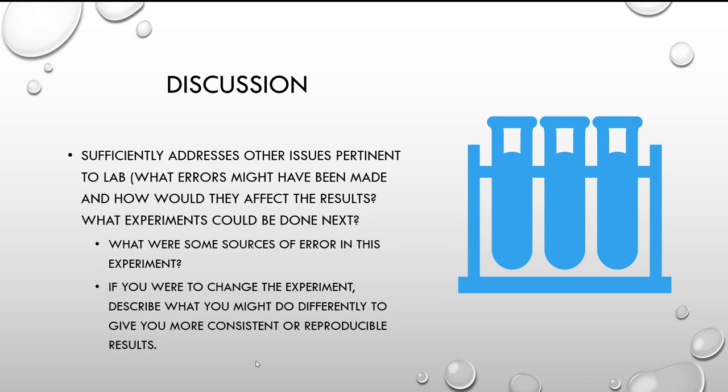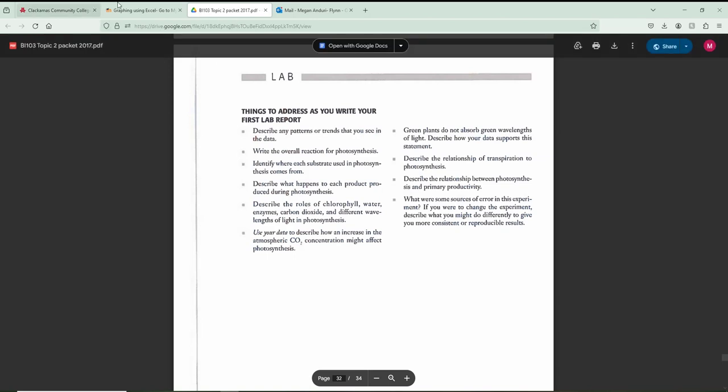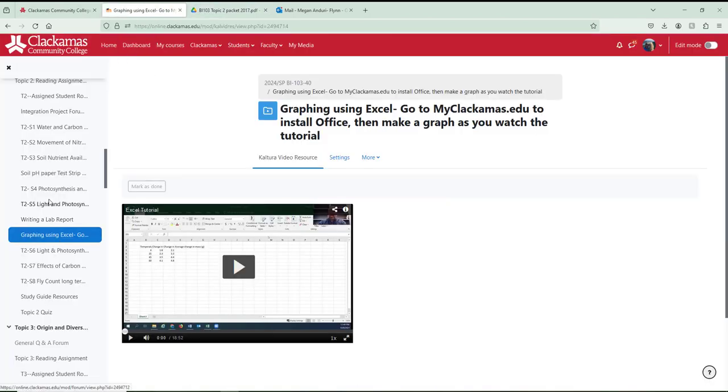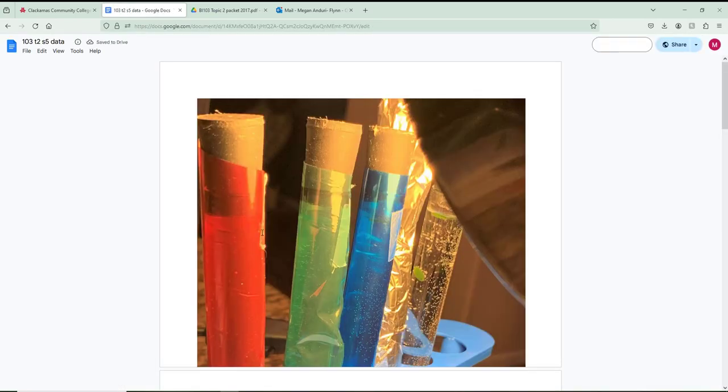And then finally, at the end of the discussion, this is where we're going to address any issues pertinent to the lab. So for this experiment, we're going to look at what were some sources of error. Even though we didn't actually conduct this experiment, think about what were some possible errors. We did see a picture of the experiment with the student data.